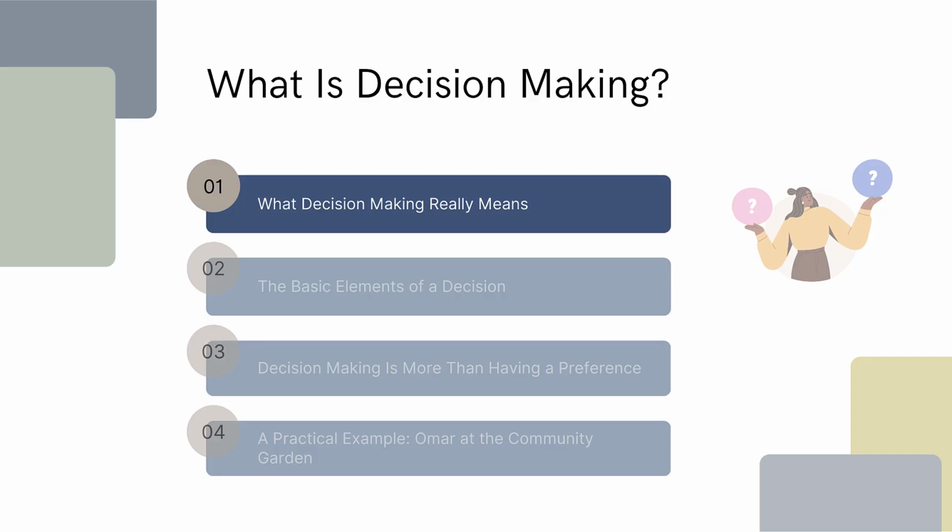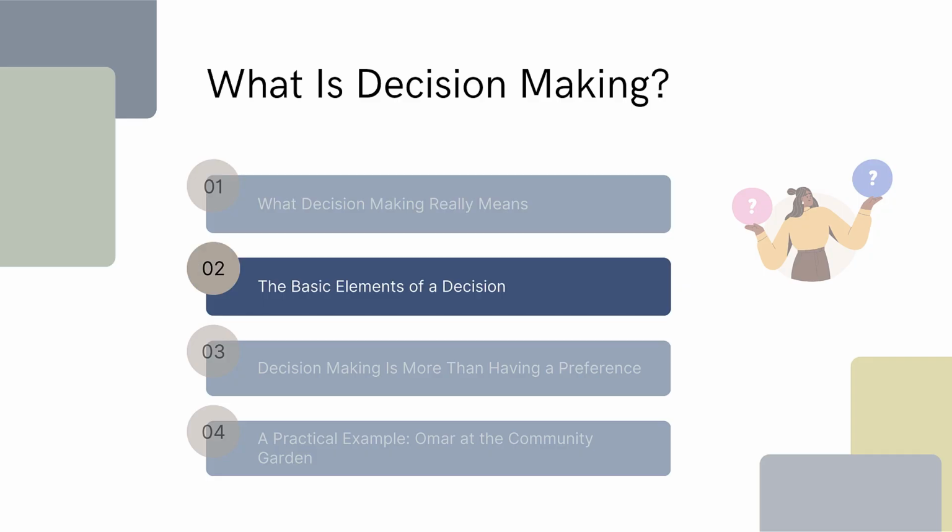In some situations, the process is quick. You may decide which task to complete first, what route to take, or whether to accept a meeting invitation. In other situations, the process may require research, consultation, risk analysis, and careful reflection. The size of the process changes, but the central idea remains the same. A decision directs action.